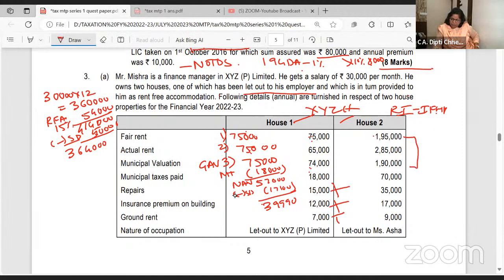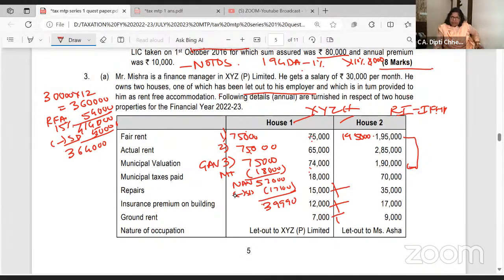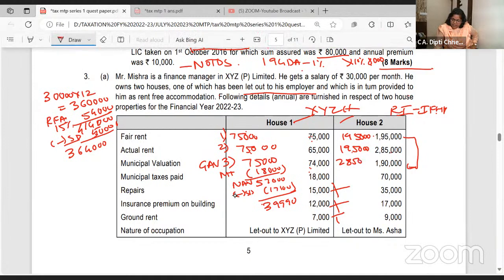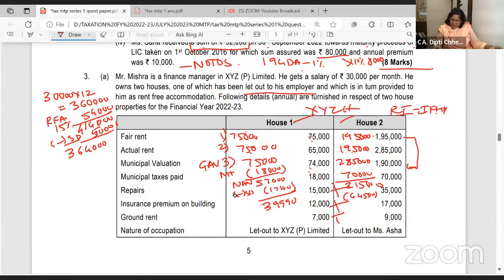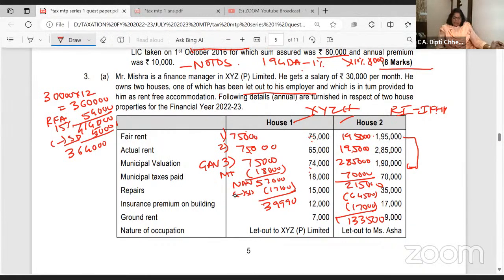Now come to house 2. Fair rent 190 or municipal value, whichever is higher, so 195. That or standard rent, whichever is lower, so 195. Standard rent is missing. This or actual rent, whichever is higher. So what will I take as GAV? 285. How much municipal taxes have we paid? 70,000. So 2,15,000. And in 2,15,000, 30% is standard deduction, 64,500. And interest on loan, they have given 17,000. It was given earlier, I read it for all of you. The total is 1,33,000. Are you following the way we are doing the problem?